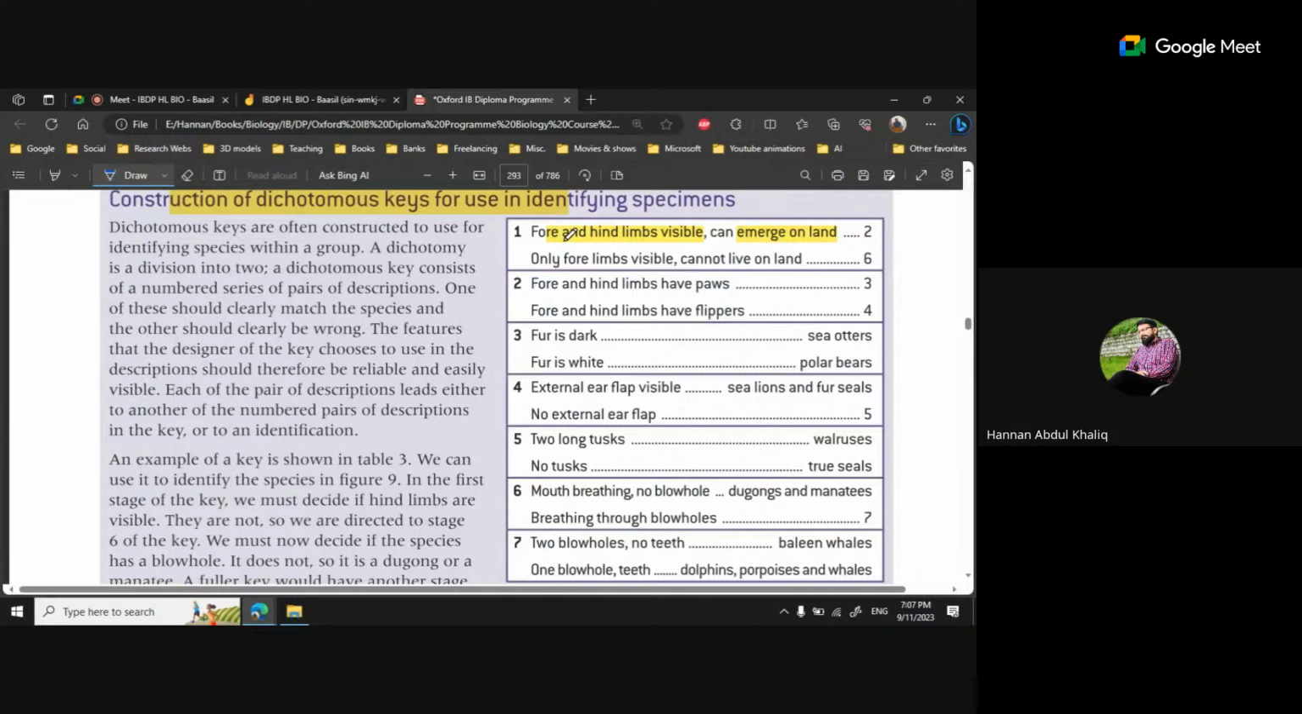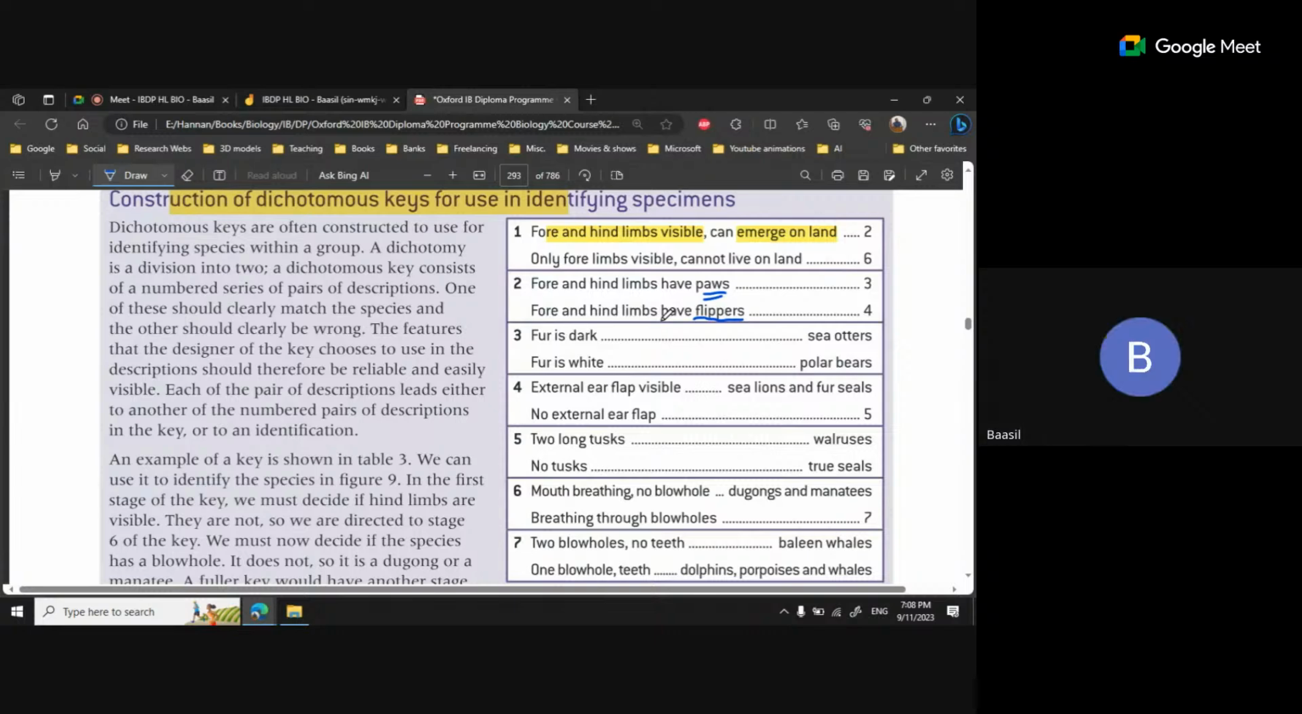Let's move to point 2. Forelimbs and hind limbs have paws, or forelimbs and hind limbs have flippers. If they have flippers, then it must be an amphibian, like a frog from the frog family. If fore and hind limbs have paws, let's move to 3. If they have paws, and fur is dark, they must be sea otters, and if the fur is white, they must be polar bears. And if they have flippers, then we would have to move to 4.